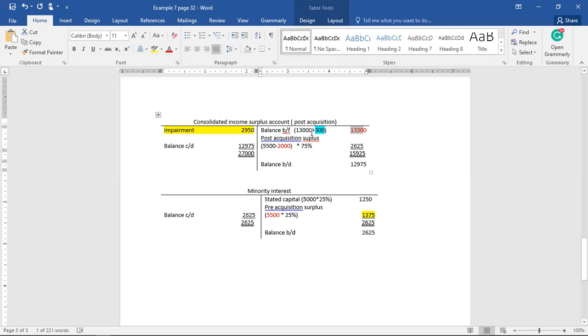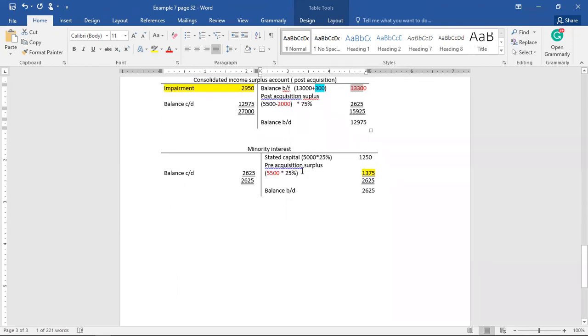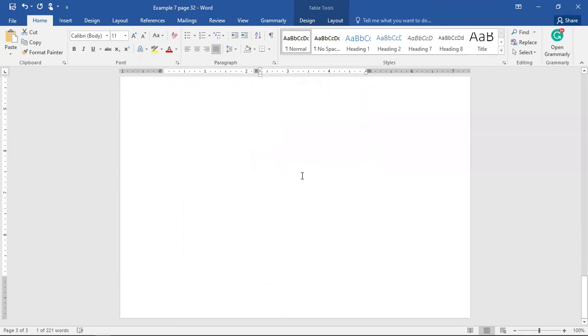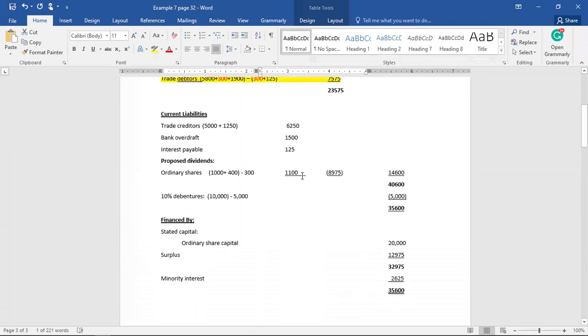So we add 300 to the opening balance of the parent, we go and add 300 to the debtors of the parent to correct the error. Then later we do the elimination on the face of the balance sheet. We were told that goodwill has been fully written off, so we debit goodwill over here. Then you go on and prepare your minority interest account, and then you are good to go. From there, you look out for your consolidated balance sheet.